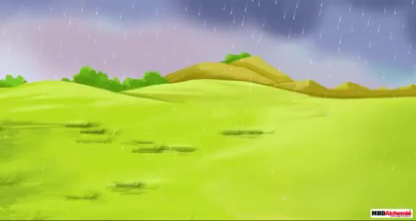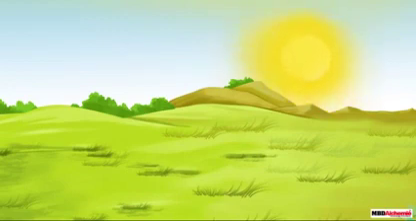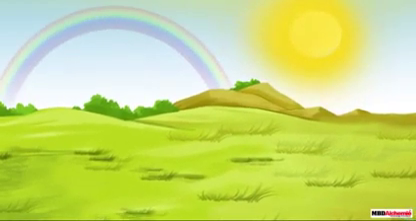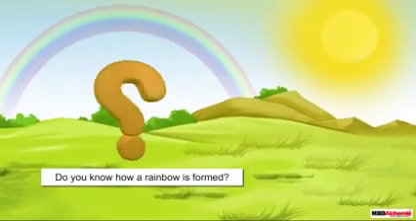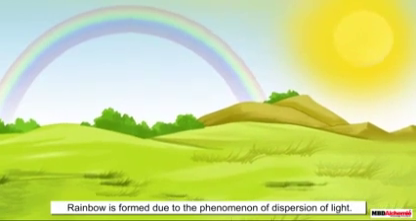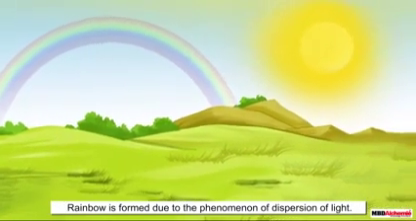Sometimes after the rain, we see a rainbow in the sky. It looks spectacular, doesn't it? Do you know how a rainbow is formed? A rainbow is formed due to the phenomenon of dispersion of light.